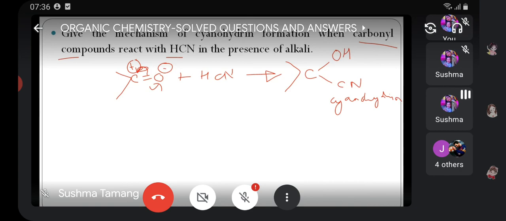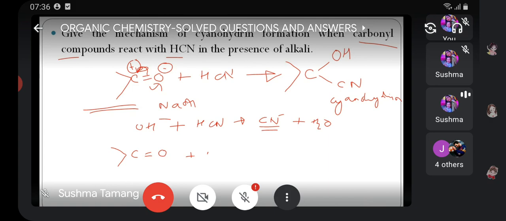So what is the mechanism? Very simple. This reaction undergoes in presence of base. Now in presence of base, what happens is HCN will give CN minus ion. OH le proton abstract garcha. What you are going to get here is CN minus. Now CN minus le carbonyl carbon attack garcha.